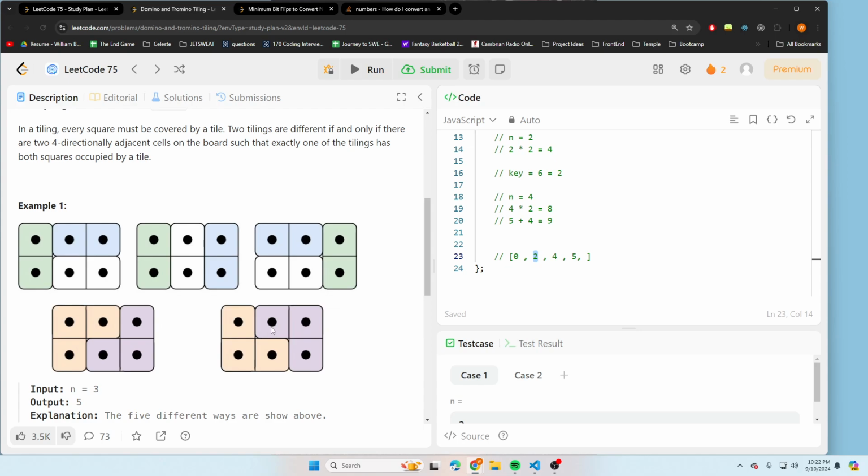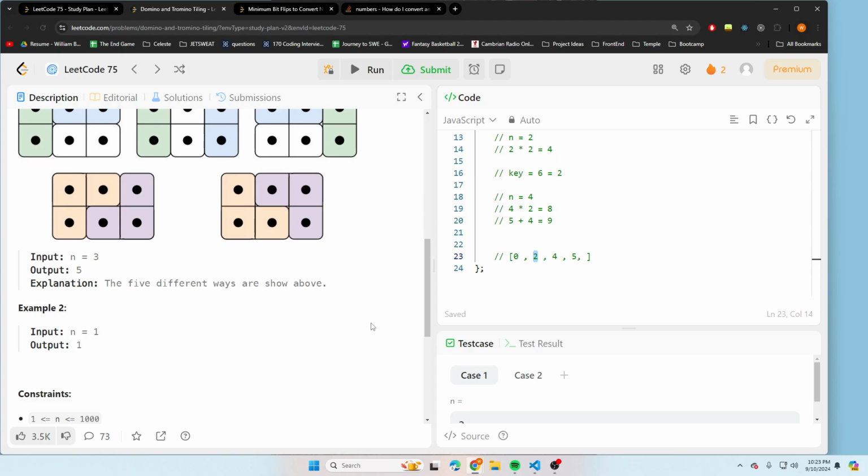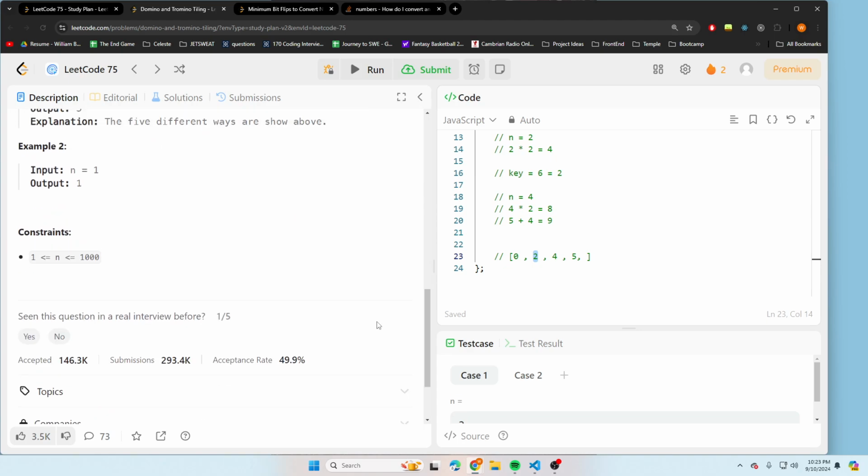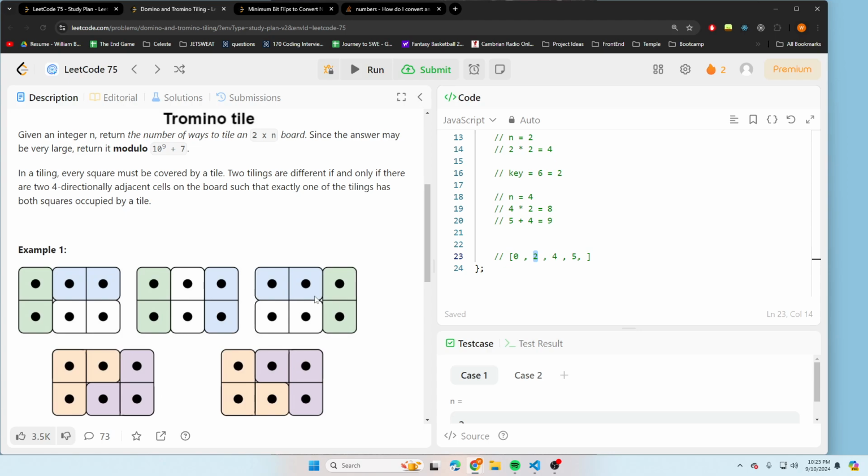If it's 8, it's gonna be 1, 2, 3, 4, 5. Every square must be covered by a tile. Every square must be covered by a tile. The tiles are different enough and different.